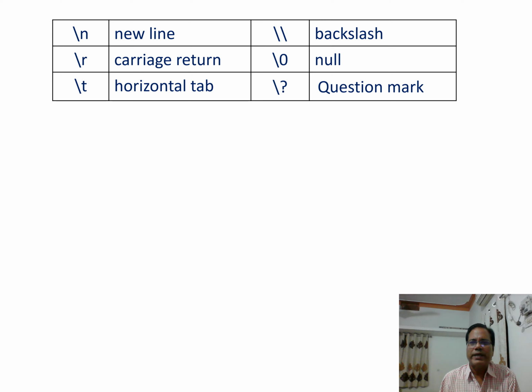Double backslash provides a backslash symbol. Backslash 0 is the null character. Backslash question mark is used to put a question mark in the text. So in this way, a number of escape sequences, also called backslash characters, are used in C programming.